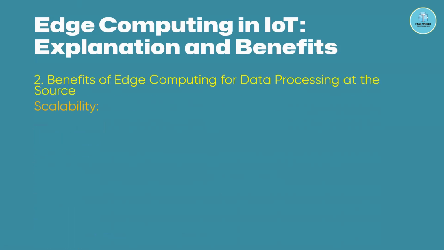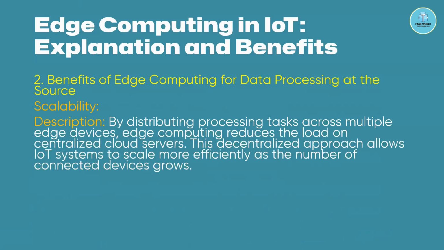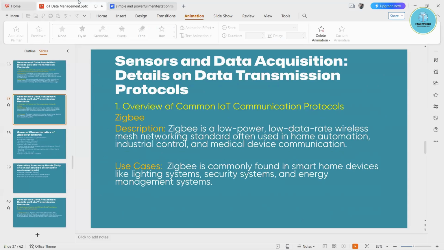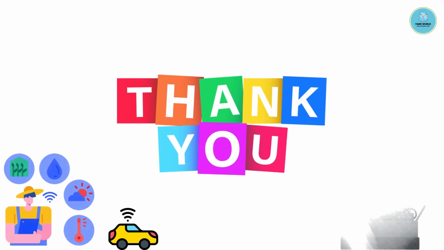Then, scalability. By distributing the processing tasks across multiple edge devices, edge computing reduces the load on centralized computer servers. Everything cannot be loaded on the centralized systems.